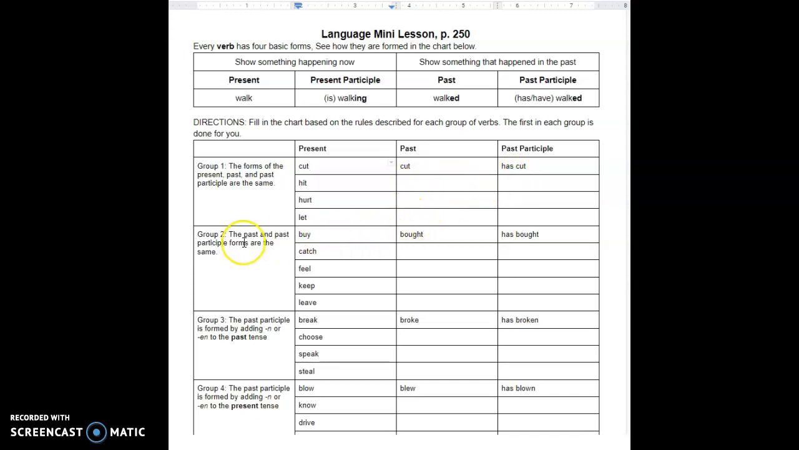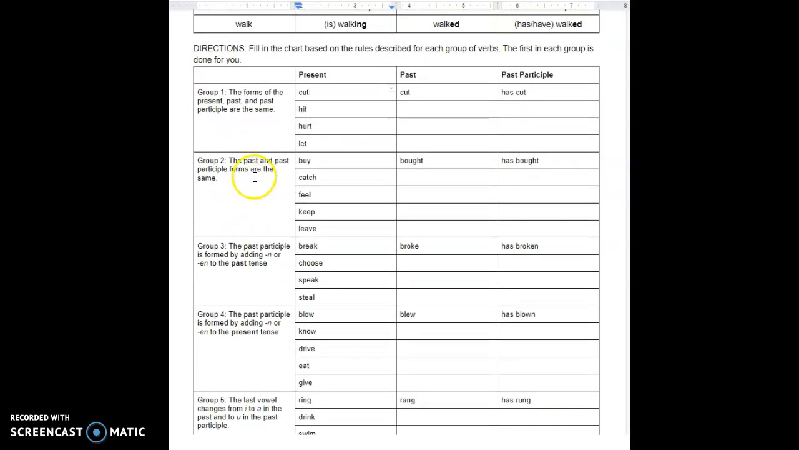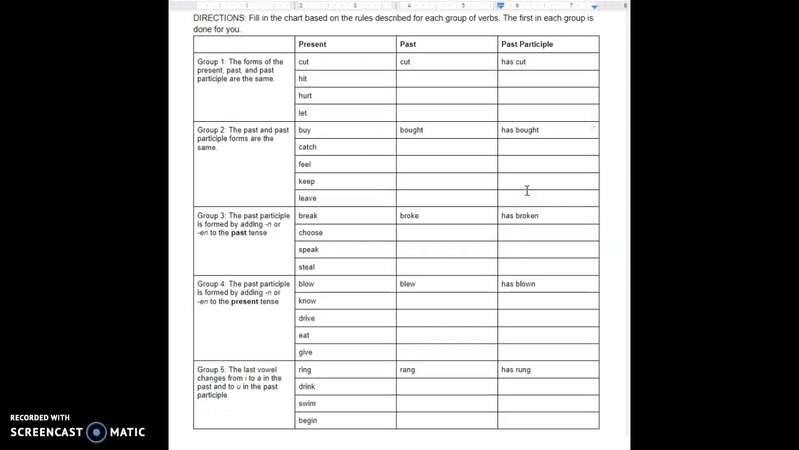When you move on to group 2, the past and past participle forms are the same. So buy is the present, the past is bought, and then the past participle is the same, has bought or have bought. So I am going to buy this wallet. I have already bought the wallet. She has bought the wallet, or he has bought the wallet. They have bought. But the word bought is the same whether it's has or have. So you're going to do that for catch, feel, keep, and leave. You just have to follow the pattern that's above and then think about the past participle here.